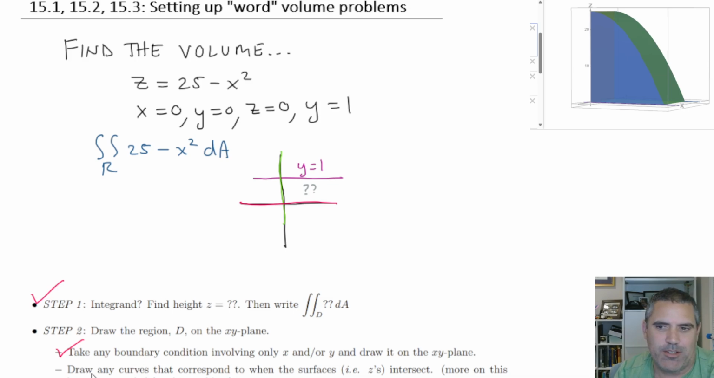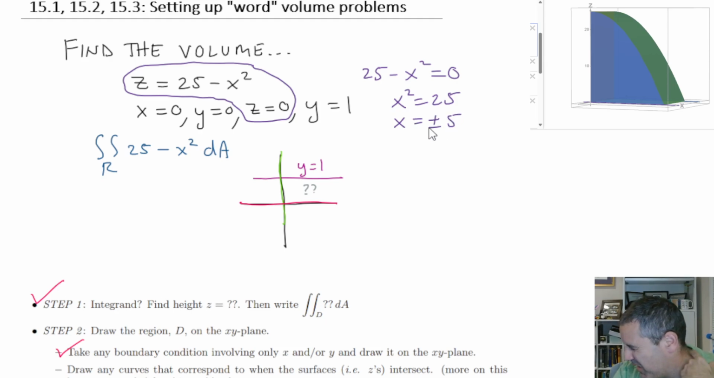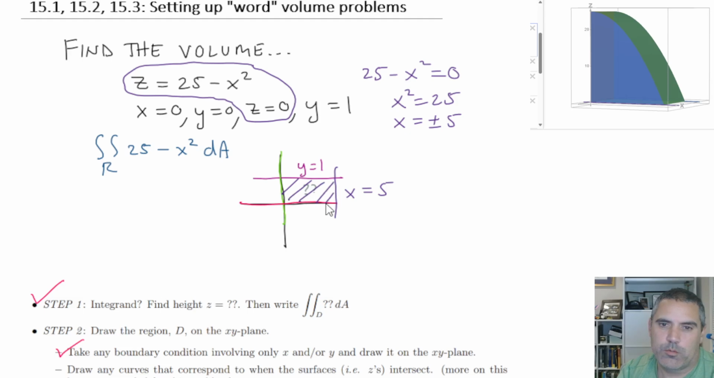And the answer presents itself. So if you draw it all and it's not there, you need to find when the z's intersect. Do these intersect? Well, let's think about when they'd intersect. They'd intersect when this is 0, which would be when x squared is 25, which would be when x is plus or minus 5. Now, I didn't state the problem exactly. It said first quadrant, so I knew it was only positive. And that gives my other side. Aha. The first problem we didn't need that.